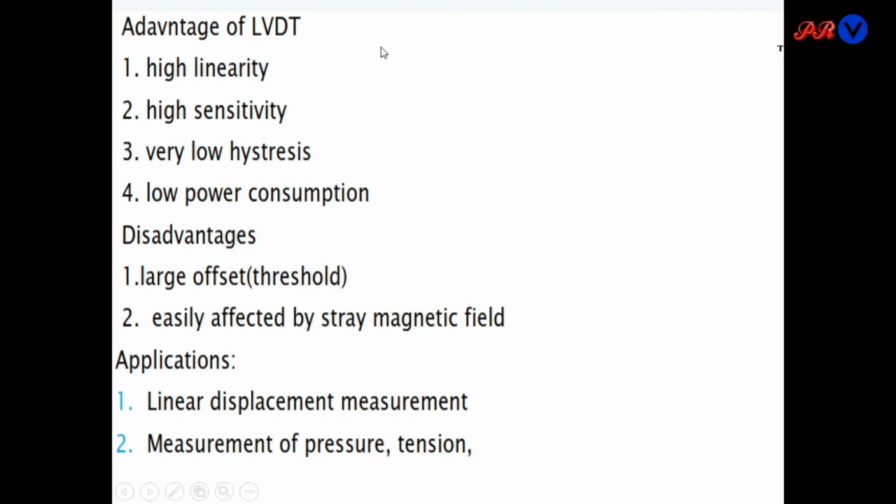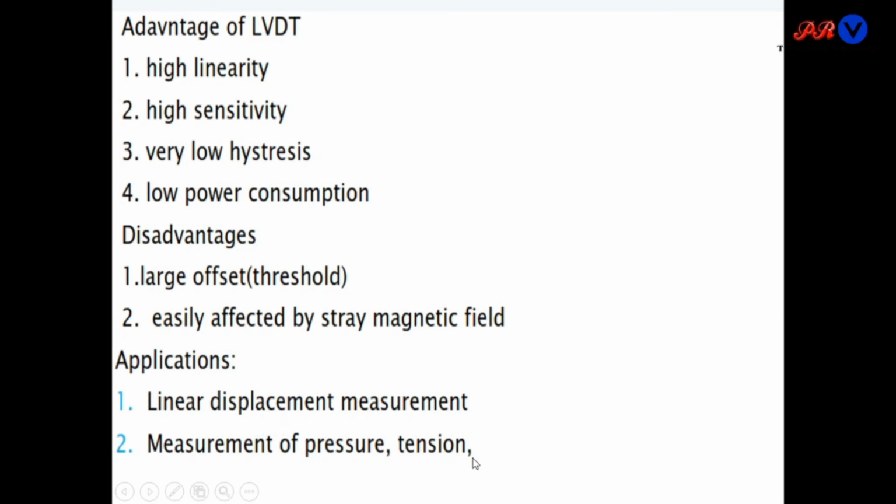Advantages of LVDT: high linearity, high sensitivity, very low hysteresis, low power consumption. And disadvantages of LVDT are large offset, meaning threshold. It uses large offset voltage and it is easily affected by stray magnetic field. Applications: linear displacement measurement and measurement of pressure and tensions.